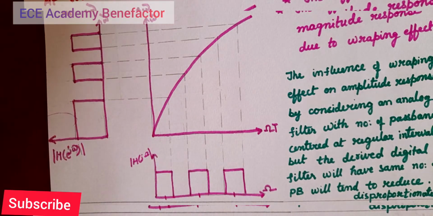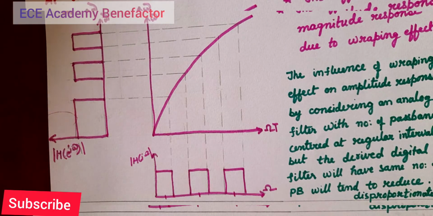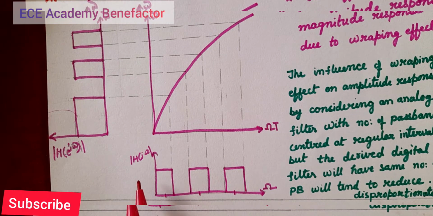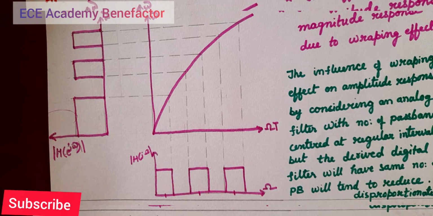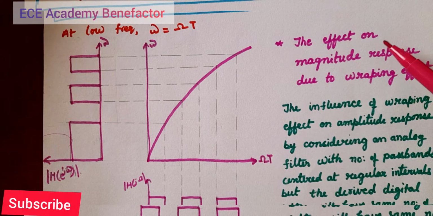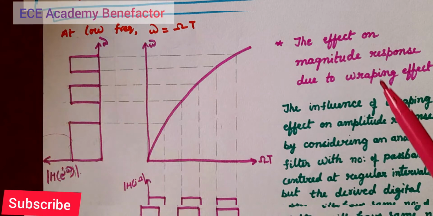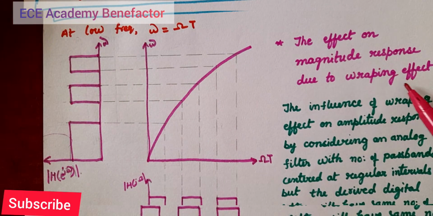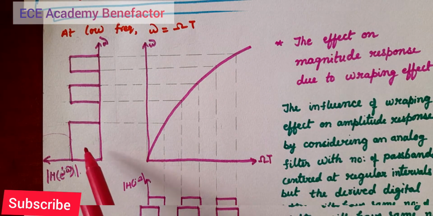Here 3 pass bands, here also 3 pass bands are there, but the pass band width will tend to reduce. So this is known as the wrapping effect on magnitude response. Okay, so why is this coming? This is the analog filter magnitude response and this is the digital filter magnitude response. The number of pass bands are the same, but the widths are changing disproportionately. This is known as the effect on magnitude response due to wrapping effect.